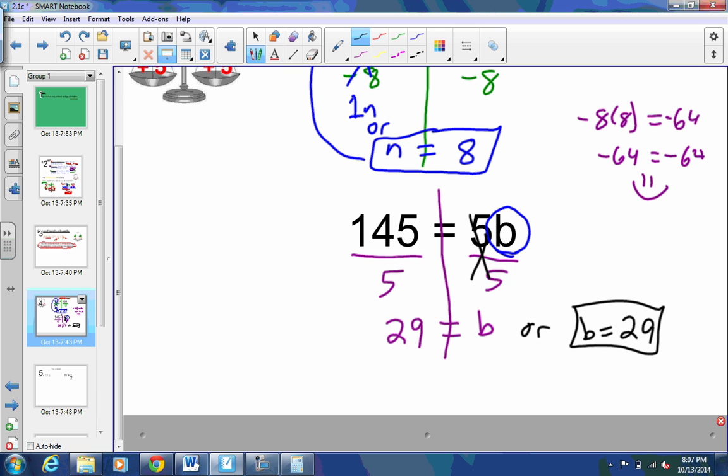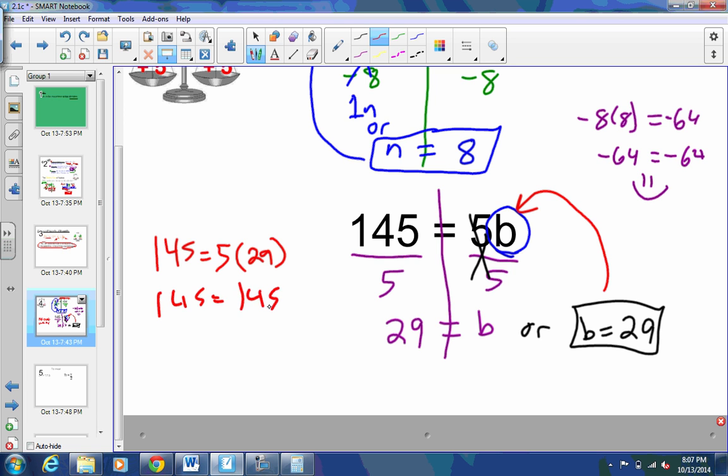But before we do a smiley face, let's, in red, plug that back in for b. Remember, plug it in. So 145 equals 5 times 29. We did 5 times 29 equals 145. And those are equal, so there we get a smiley face. The division property of equality worked.